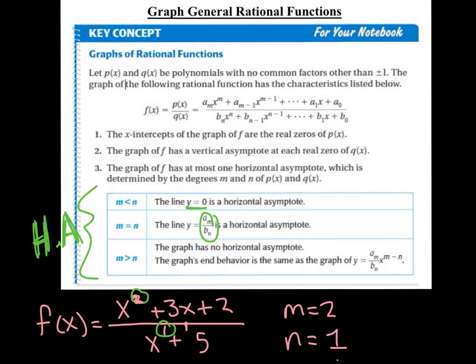And the last scenario would be if m is greater than n, which is what our example is, and that's the scenario where you have no horizontal asymptote, which is fine. So this one would have no horizontal asymptote because 2 is greater than 1. M is greater than n. The graph's end behavior is the same as the graph of A sub m over B sub n times x to the m minus n. So no horizontal asymptote there. Your three options are y equals 0, no asymptote, or dividing those lead coefficients to get the value of your asymptote.